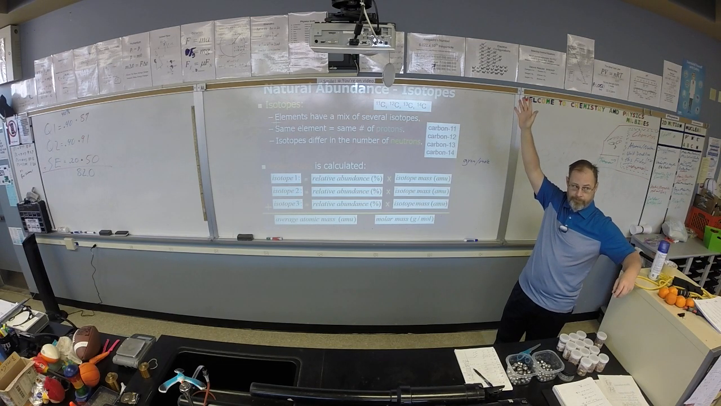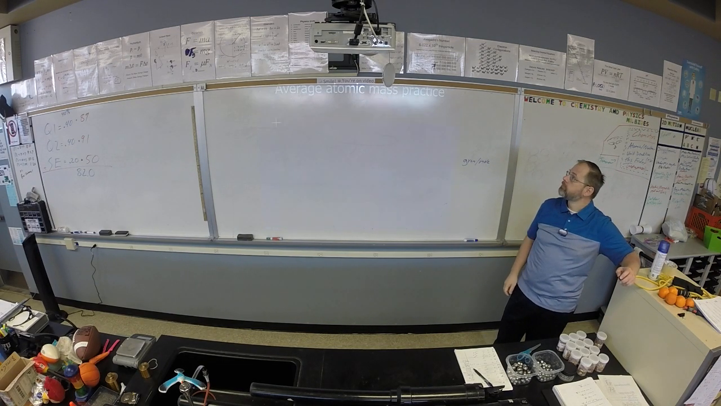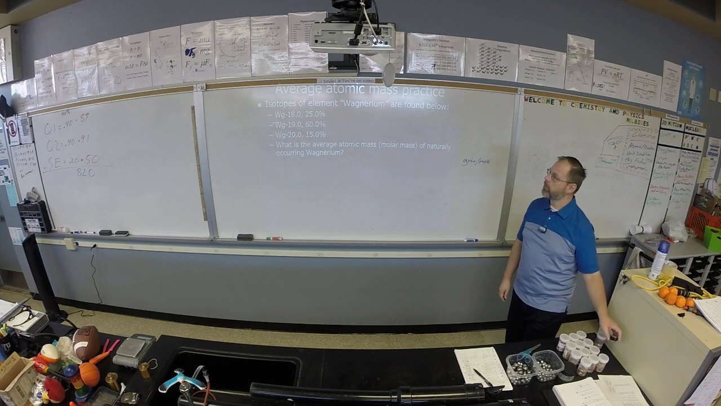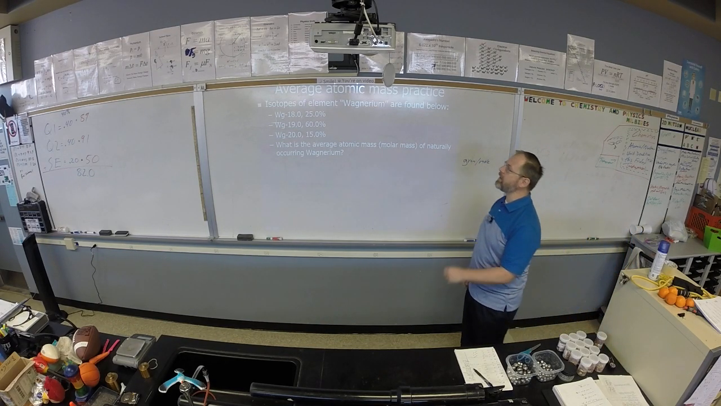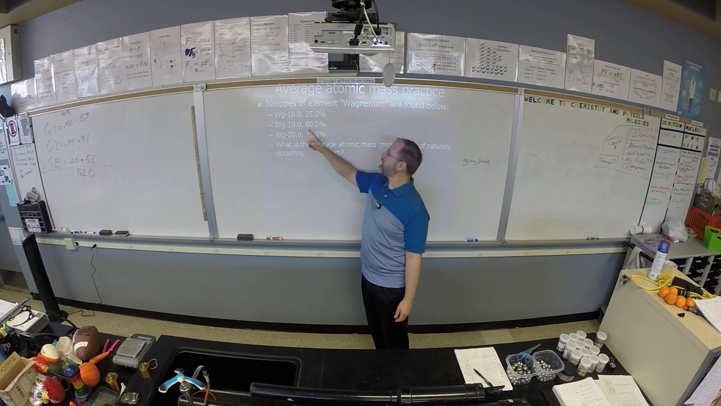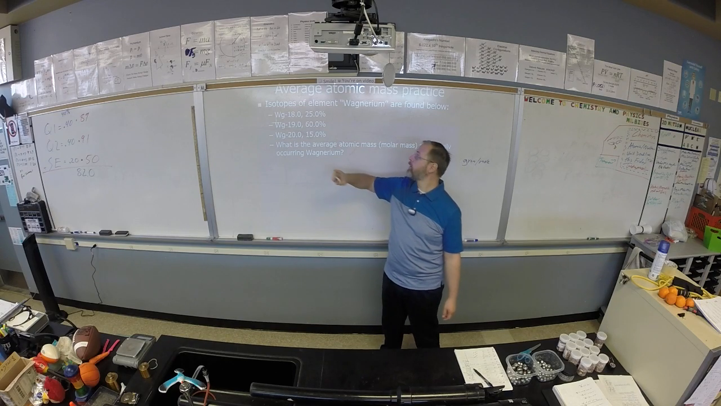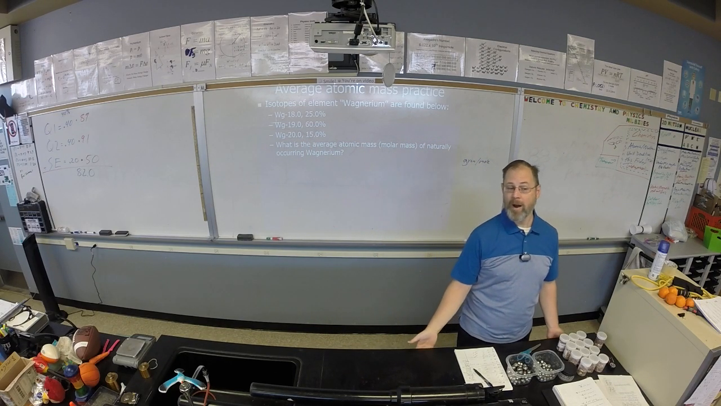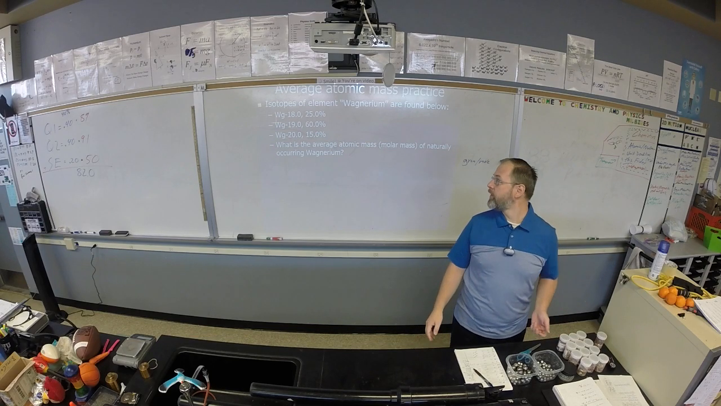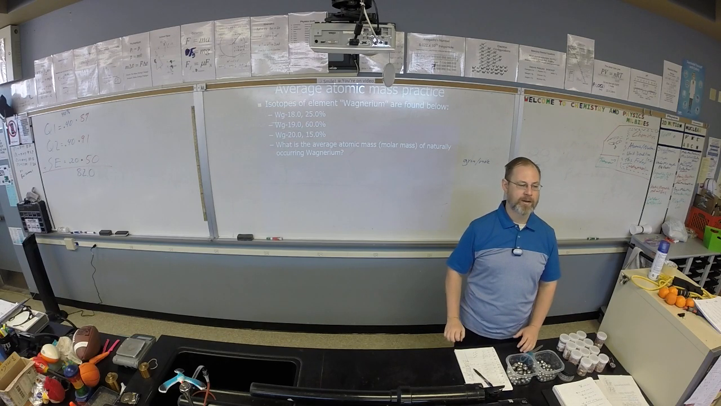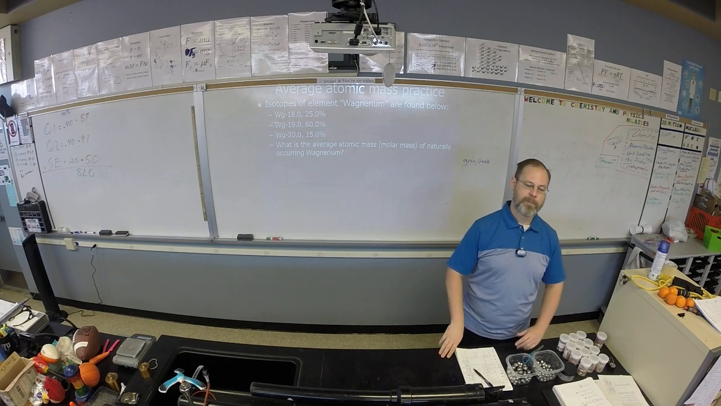All right, so practice. Average atomic mass practice. Isotopes of Wagnerium are found below. Wagnerium 18 is 25% abundant. Wagnerium 19 is 60% abundant. And Wagnerium 20 is 15% abundant. If you wouldn't mind, please find out what the average atomic mass, the molar mass, of naturally occurring Wagnerium is. Bang on your calculator.